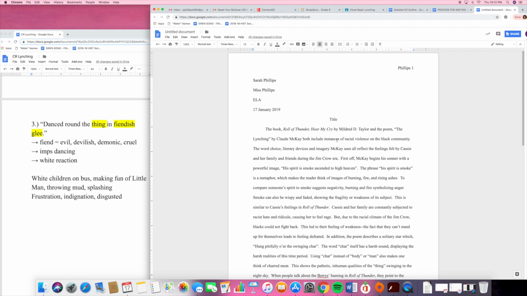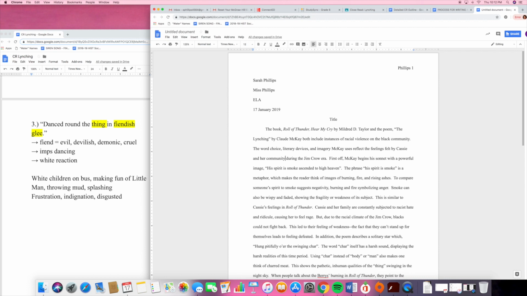The book, Roll of Thunder, Hear My Cry by Mildred D. Taylor, and the poem, The Lynching by Claude McKay, both include instances of racial violence on the Black community. The word choice, literary devices, Oxford comma, come on girl, and imagery McKay uses all reflect the feelings felt by Cassie and her family and friends during the Jim Crow era. Oh, that's a little awkward there. I don't really like that. The word choice, literary devices, imagery McKay uses all reflect, let's just say reflect the feelings felt by Cassie and her, let's just say her community. I know we already said community. During the Jim Crow era.